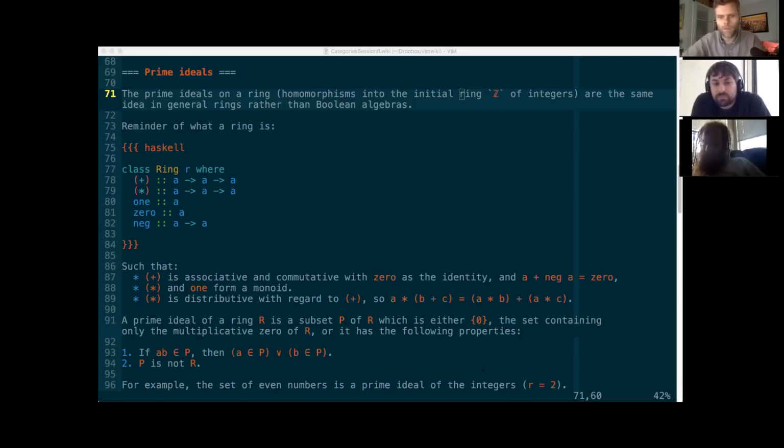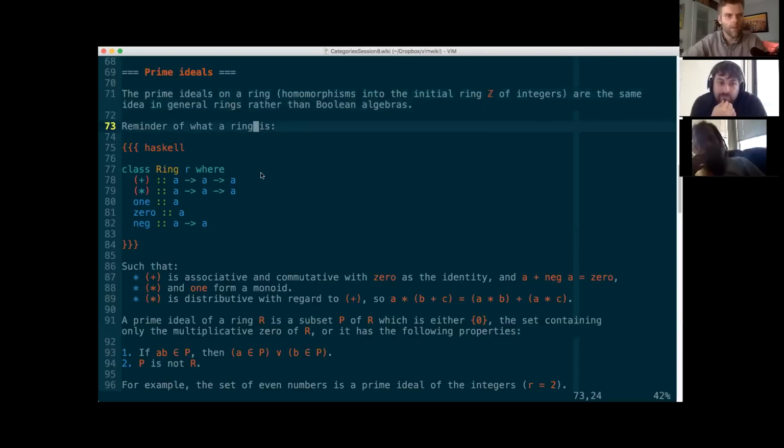The statement is a little bit confusing because when he says they correspond to so-called prime ideals, this is not a one-to-one correspondence. So they don't correspond to the prime ideals. There are prime ideals that do not correspond to ring homomorphisms. But we can say that if there's a ring homomorphism into the initial ring of integers for any given ring R, then that is a prime ideal. Okay, so what is that?